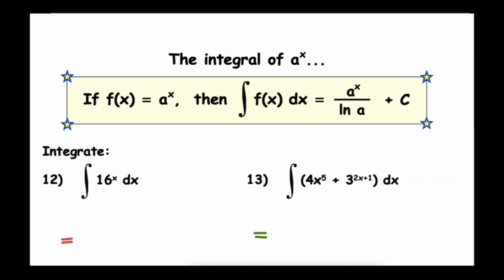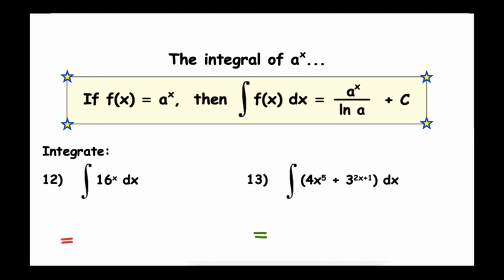All right, now we're going to turn around and integrate. Now think about it. If the derivative of a to the x is itself times natural log of a, it's not too surprising that the integral of a to the x would be itself divided by natural log of a, plus c, of course, at the end. And so that's what we're going to do. All right, so let's start off with number 12.